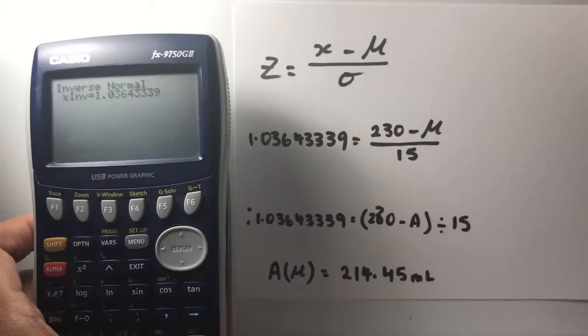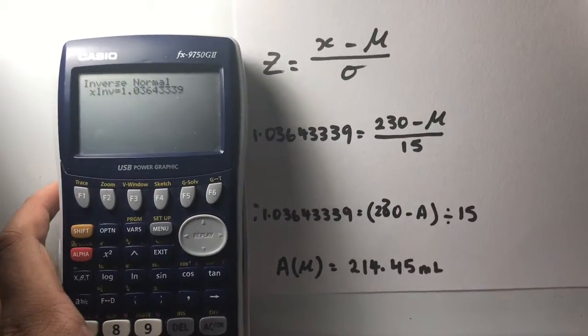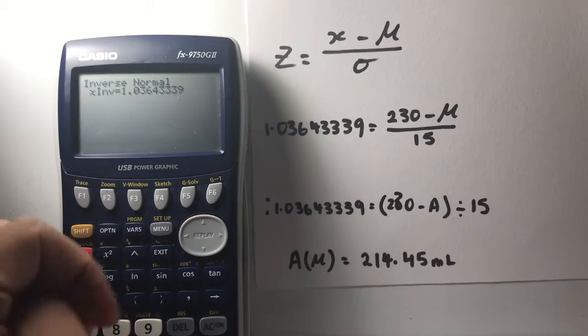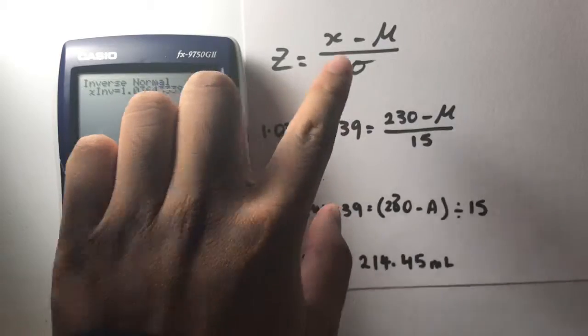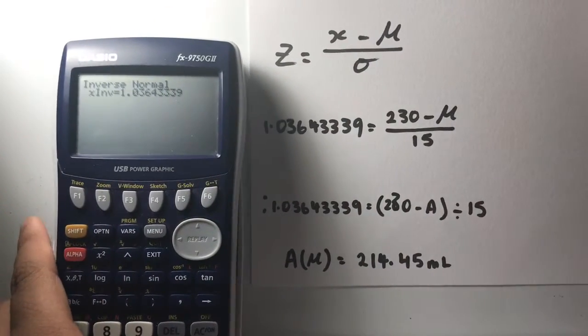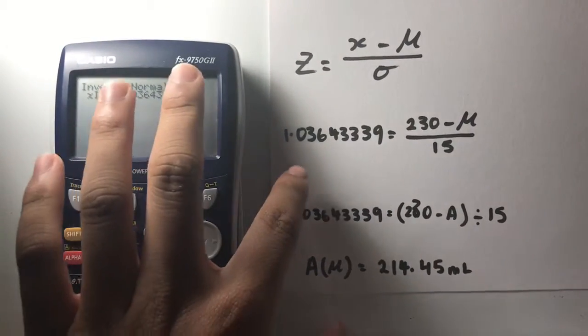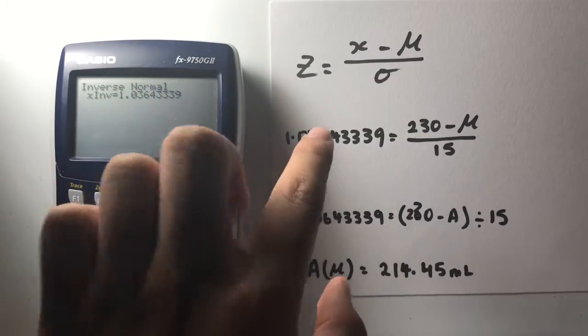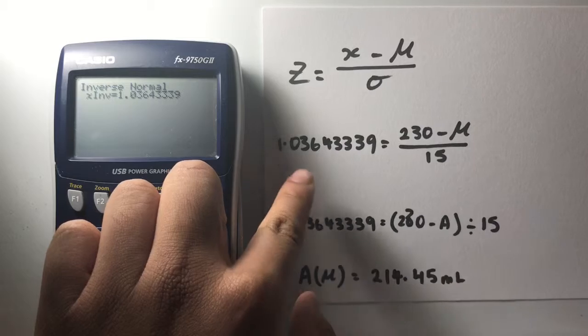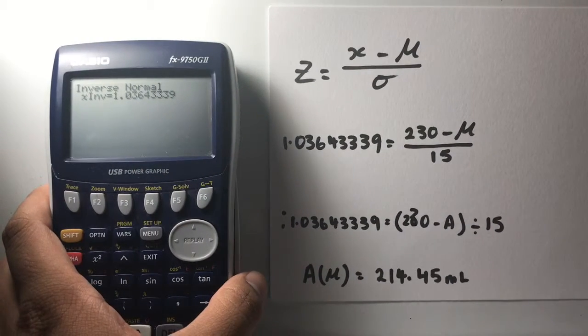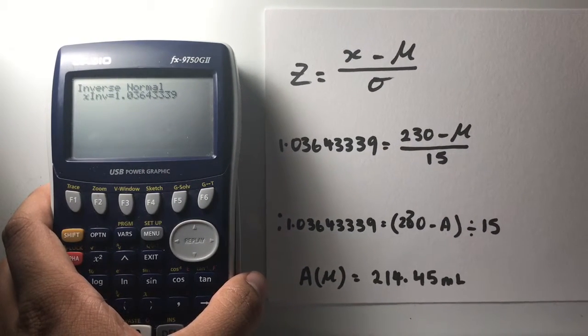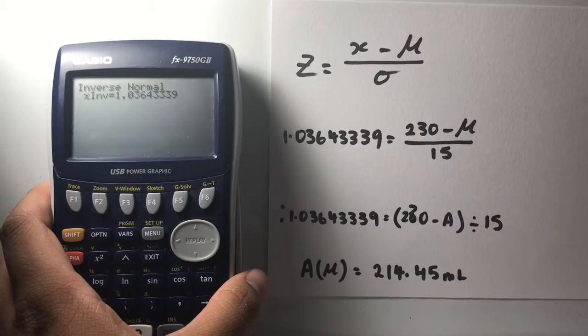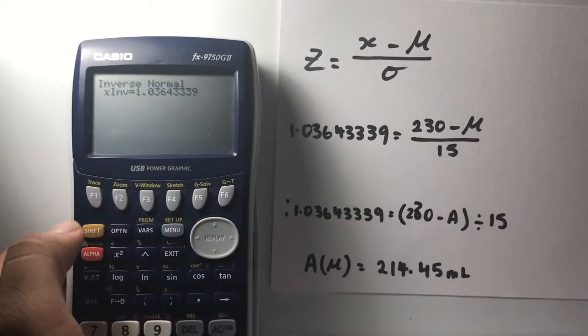Now, going back to now knowing what z is, we need to work out this. Since we know what z is now, we can work out this formula, z equals x minus mu over standard deviation. We can put into the question that we had before and the graph that we had in the beginning, which is now 1.036433339 equals 230 minus mu over 15.